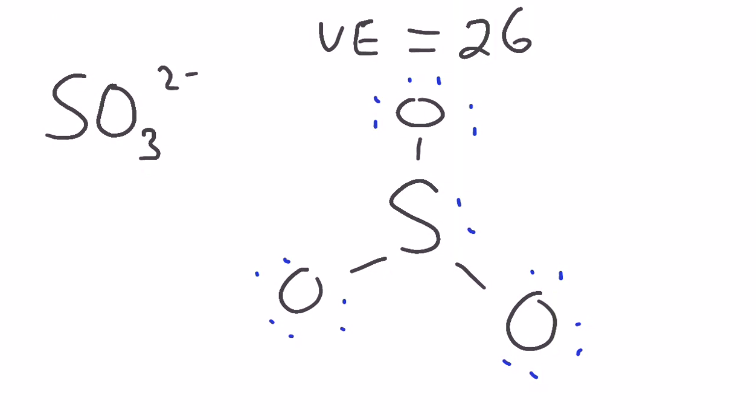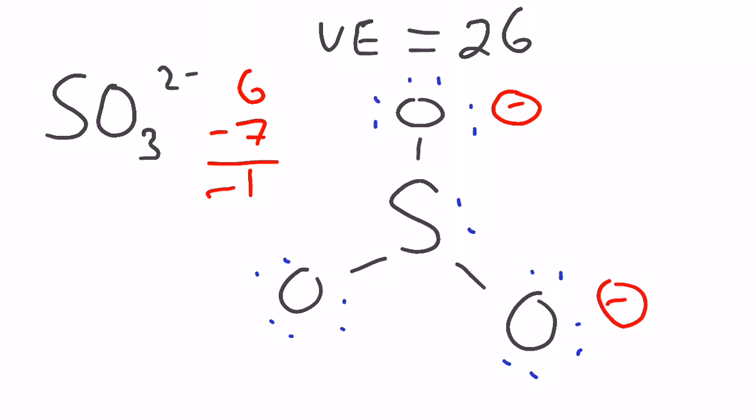But if we look at the formal charge on each one of these atoms, the oxygens are going to have a -1 formal charge. So oxygen has 6 valence electrons. Each one of these oxygen atoms is assigned 7 electrons. So 6 minus 7 is -1. So each one of these oxygens has a -1 formal charge.